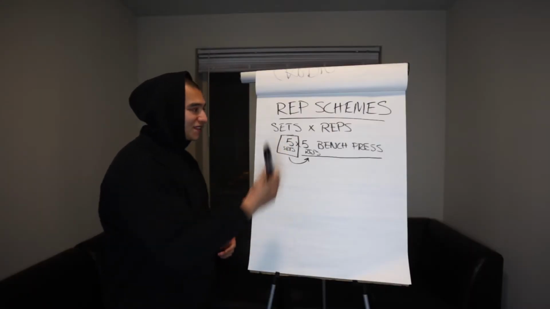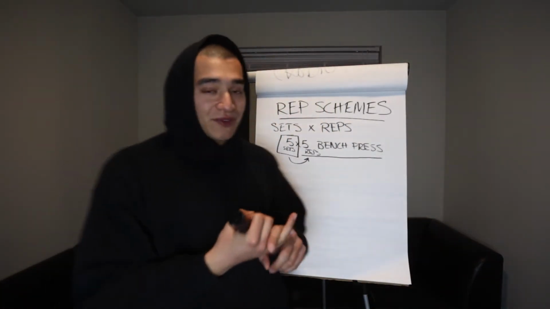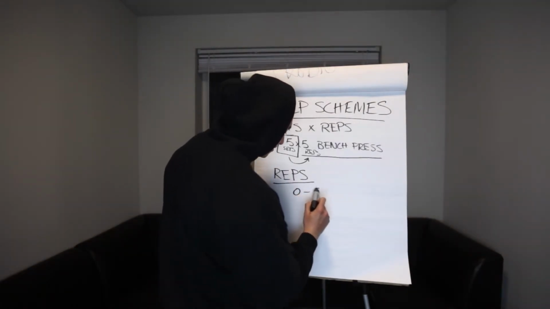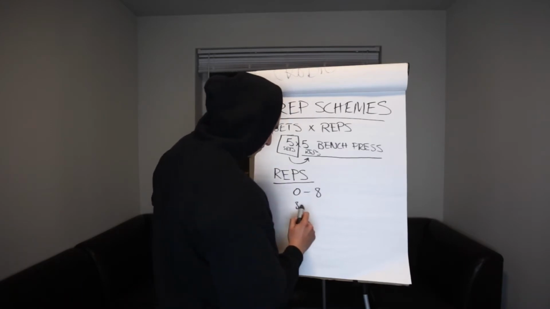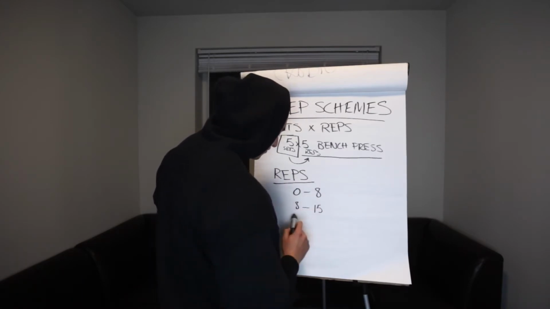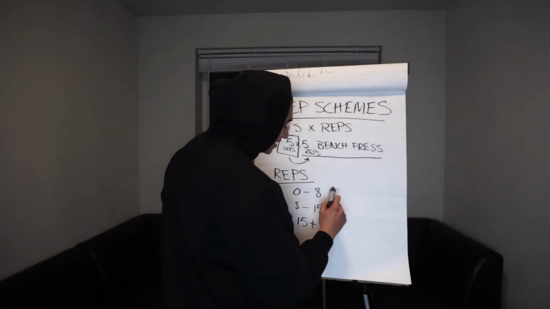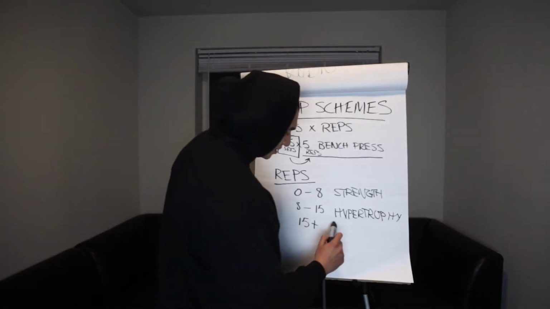When we talk about reps, there's a few things that you guys need to know in order to really understand how it all works. You're gonna need to know rest times. You're gonna need to know the different rep schemes. We have 0 to 8, then we have 8 to 15, and then we have 15 plus. 0 to 8 reps is typically strength training. 8 to 15 is hypertrophy, and 15 plus is going to be our endurance.